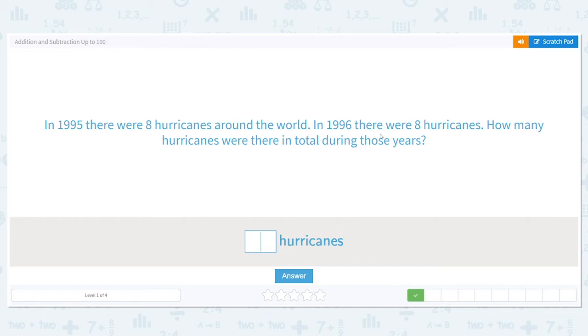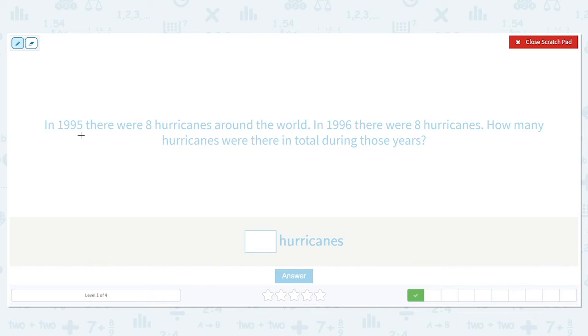Next problem. In 1995, there were 8 hurricanes around the world. In 1996, there were 8 hurricanes. How many hurricanes were there in total during these years? Okay, now I see 2 numbers here. I see 1995 and 8. Is 1995 important? What's the question we're asking? How many hurricanes? Were we asked how many years? No. We're asked how many hurricanes. So we don't need to worry about 1995. We care that there's 8 hurricanes that year.